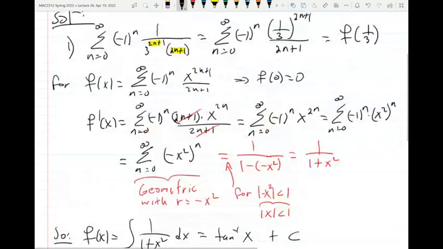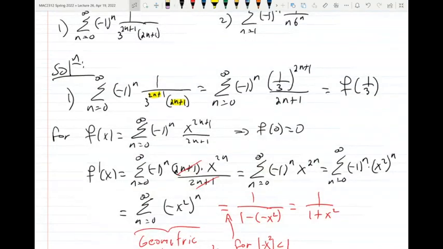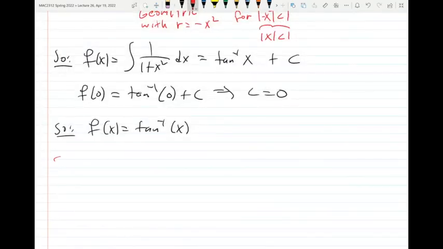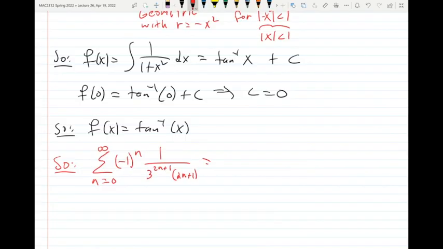And because we knew that our series is equal to f of 1 over 3, now we know that the answer is inverse tangent of 1 over 3. So the sum from 0 to infinity of -1 to the n times 1 over 3 to the 2n plus 1 times 2n plus 1 is just inverse tangent of 1 over 3. Are you okay with this?